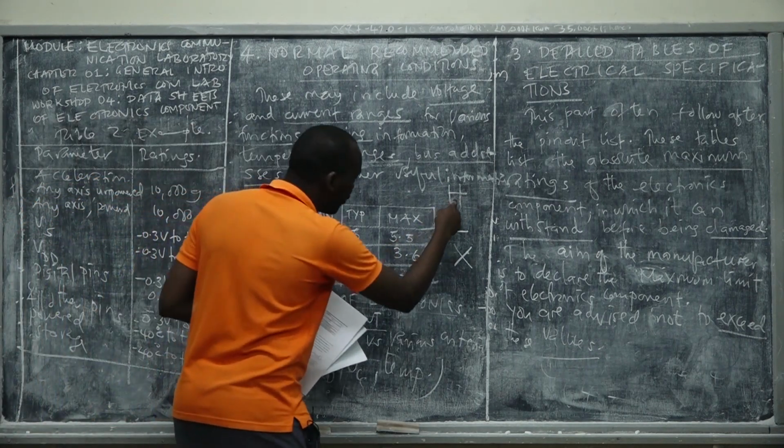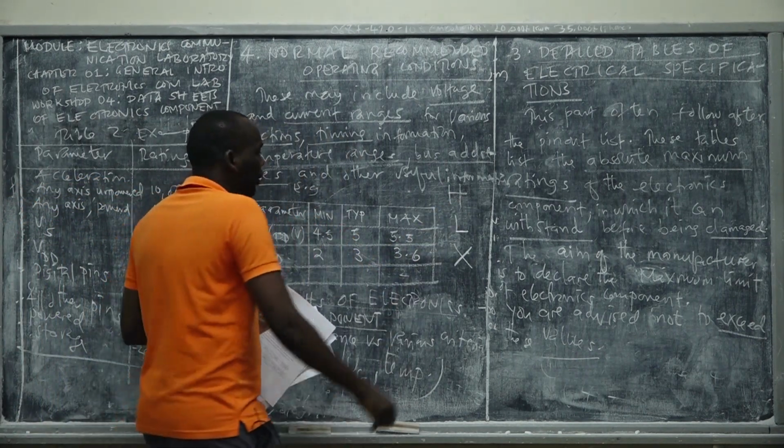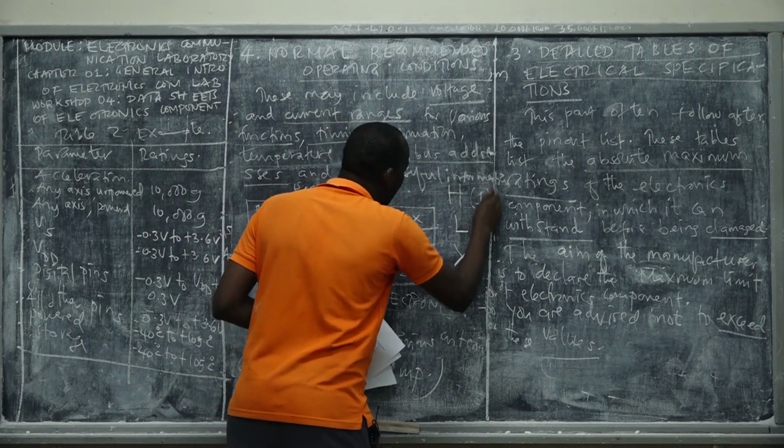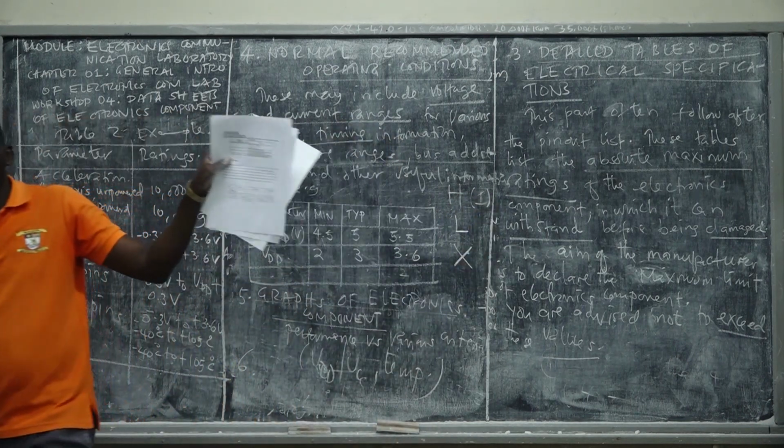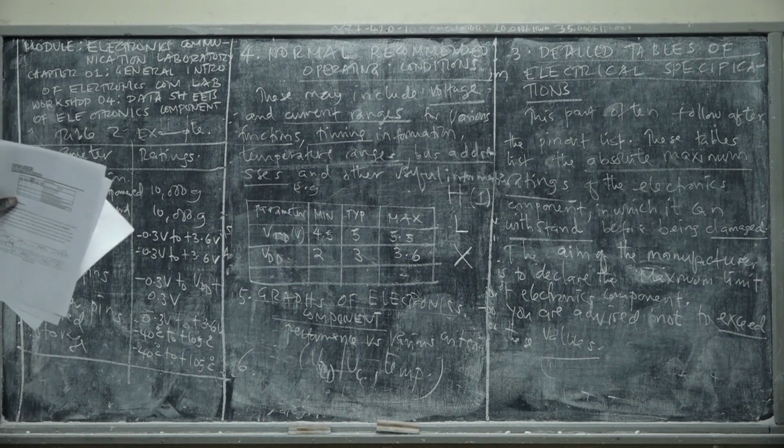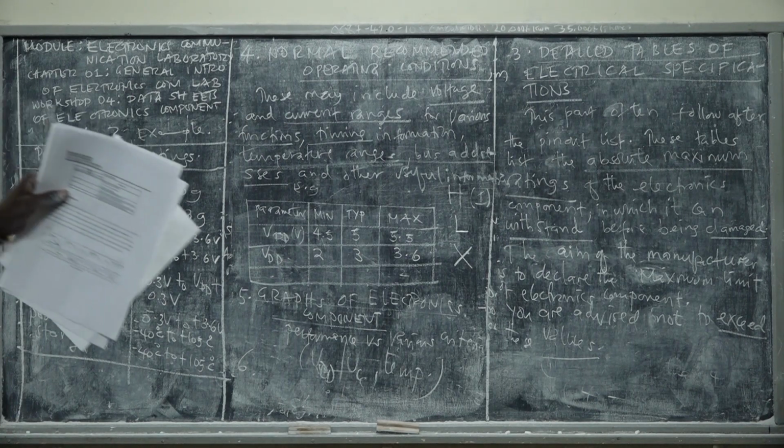So, H stands for high. Say high. In our formal language, that stands for 1. Remember that in that data sheet, we don't have these two tables, so don't waste much of your time looking. This is the truth table for another electronics component.